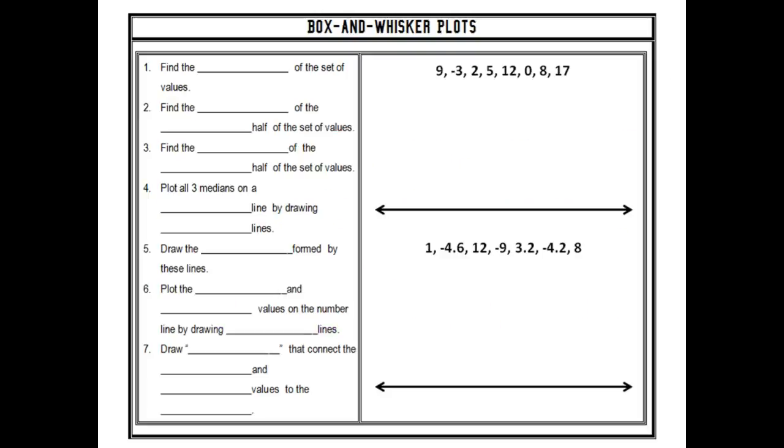A great visual way to show a lot of the average concepts that we have been talking about is a box and whisker plot. In order to do a box and whisker plot, we're going to need to use our knowledge of the median and our knowledge of putting numbers in numerical order. So first thing we do is find the median of the set of values. So I'm going to start by putting all of those in numerical order from least to greatest.